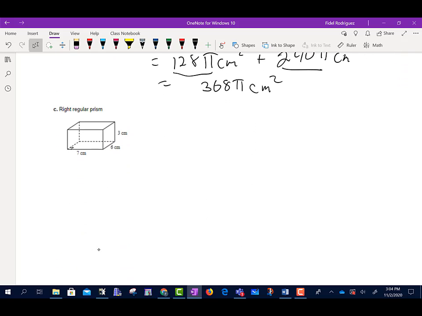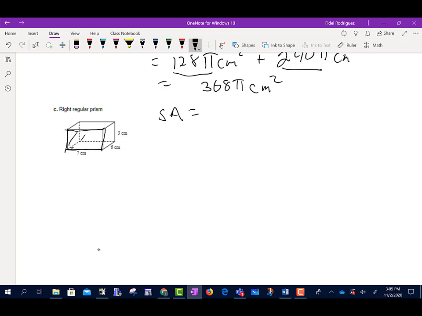So now here's the next one. It's a right rectangular prism. And if you notice, there's no given formula here. But remember what we're looking for. We're looking for the surface area, okay? So when we have a cube or a rectangular prism like this, I want you to think about what we're looking for. We're trying to find the area of the whole piece.